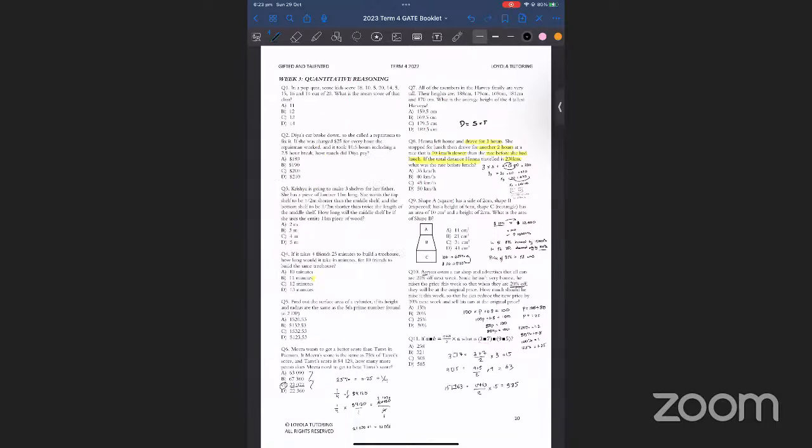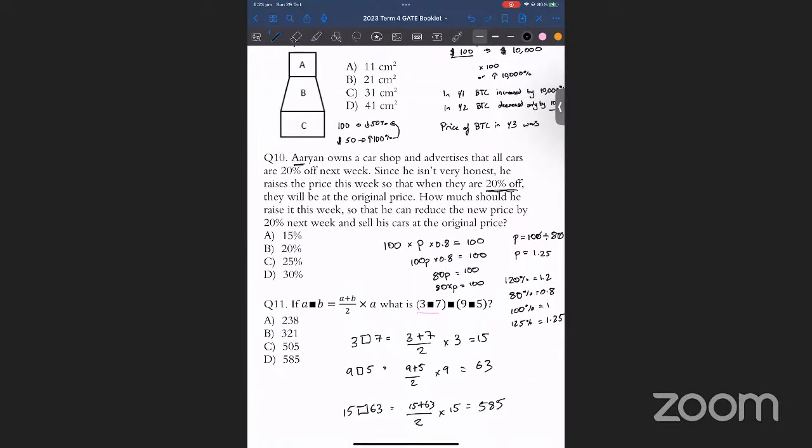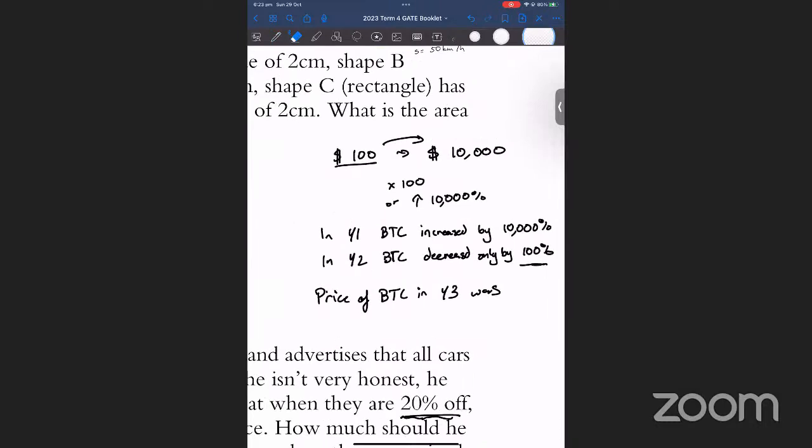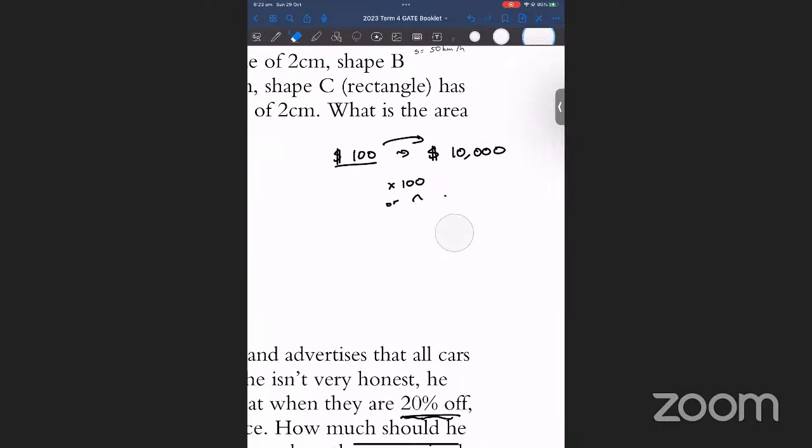Question number 10. Okay. So Aryan owns a car shop and advertises all cars are 20% off next week. Since he isn't a very honest man, he raises the price this week so that when they're 20% off, they will be at the original price. How much will they raise it this week so that he can reduce the new price by 20% and sell his car at the original price? So let me start by explaining something else. The first thing I want to teach you guys is this.